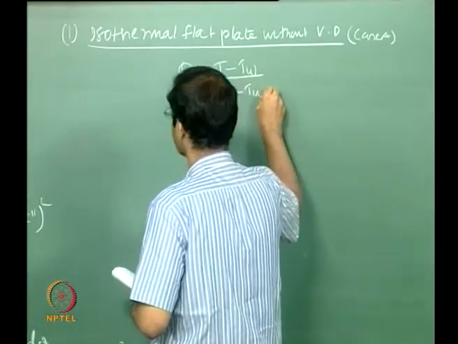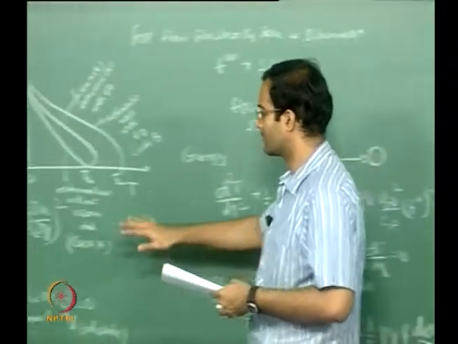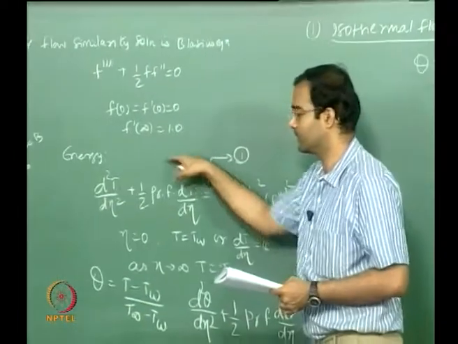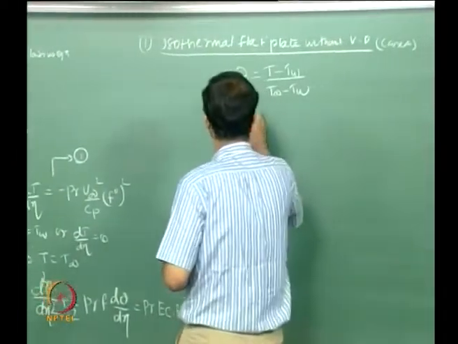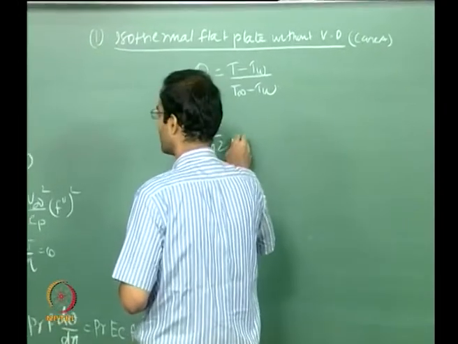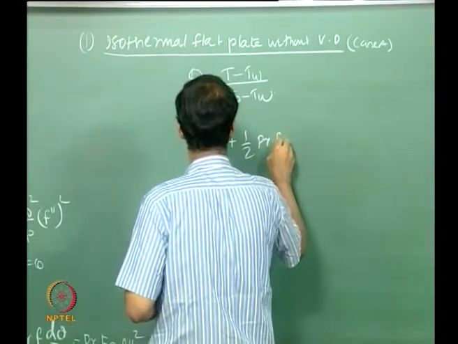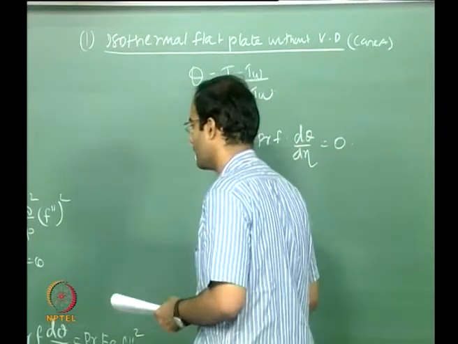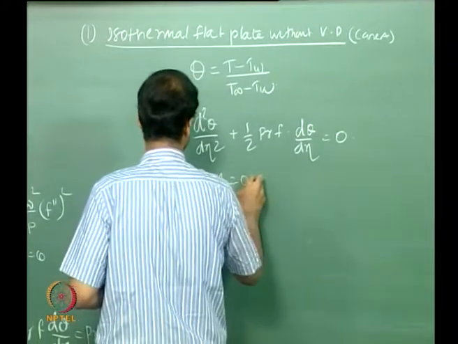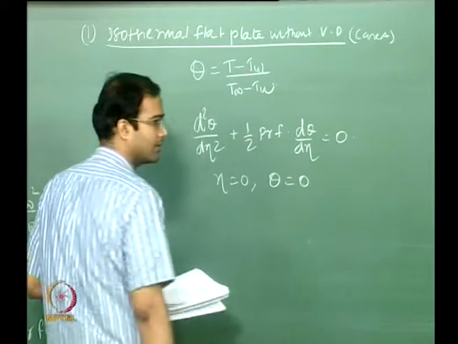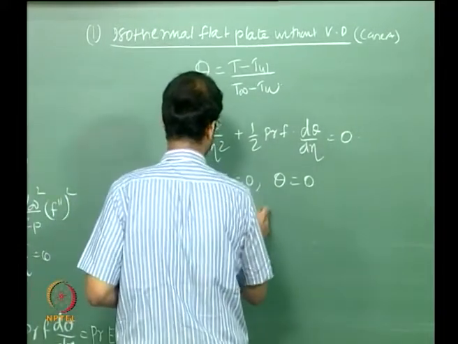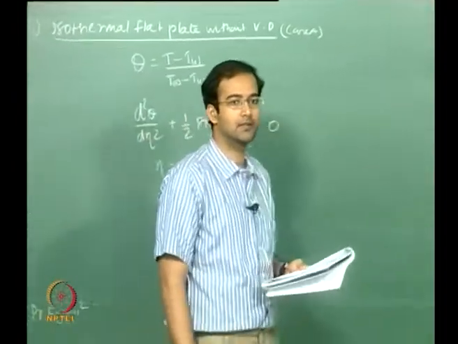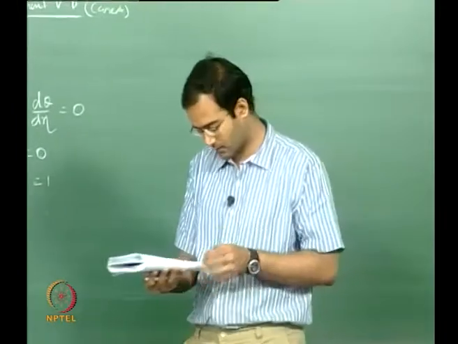and you substitute in your energy equation without the viscous dissipation. You write the Pohlhausen equation, which is nothing but the left hand side term of this. So this is d square theta by d eta square plus half Pr f into d theta by d eta equal to 0, subject to the boundary conditions that at eta equal to 0, theta equal to 0, and as eta goes to infinity, theta equal to 1.